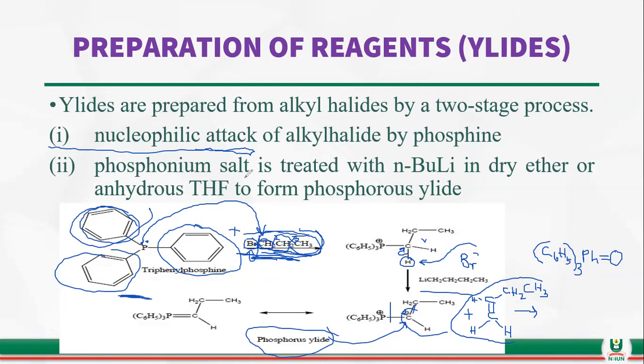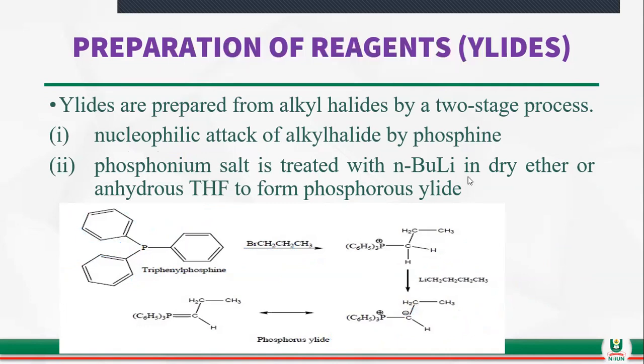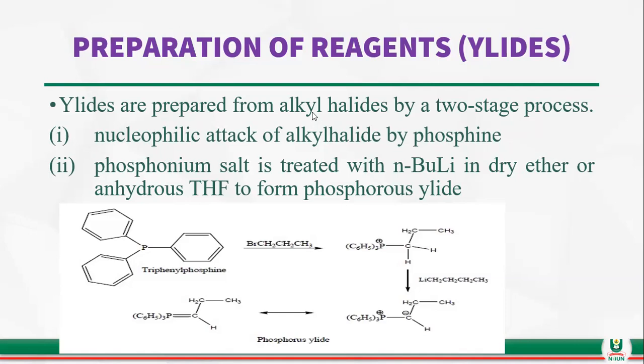So to get your ylide, there are 2 steps: nucleophilic attack on the alkyl halide by phosphorus, followed by the reaction of the phosphonium salt with n-BuLi to form the ylide. But when the ylide has been formed, it can react with the carbonyl of an aldehyde or ketone to form the final product in another 2 steps, which you are going to be looking at very soon. So starting from scratch to get your alkene requires 4 steps of mechanism: 2 steps for the ylide formation and 2 steps for the alkene formation. We have looked at the 2 steps for the ylide formation.